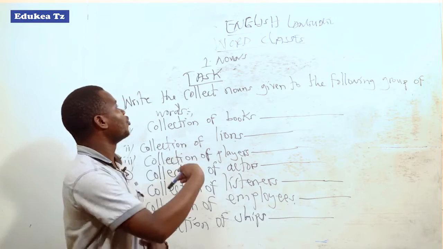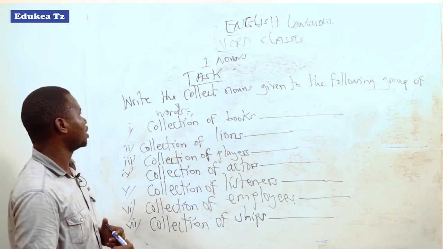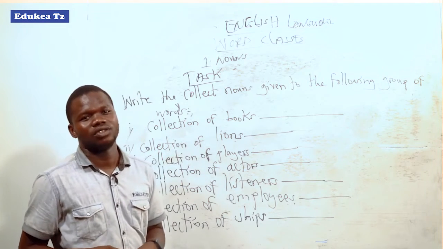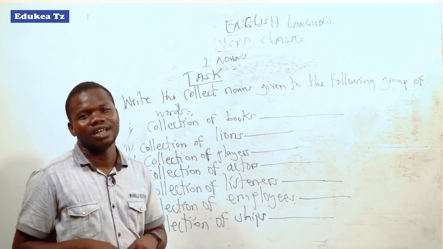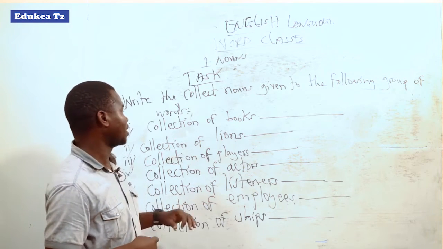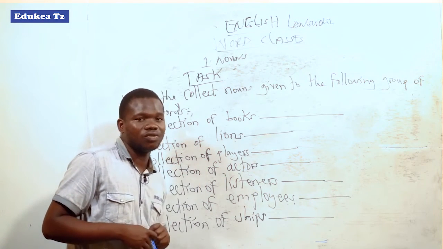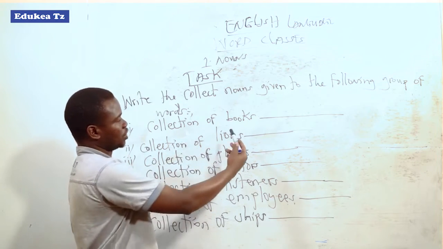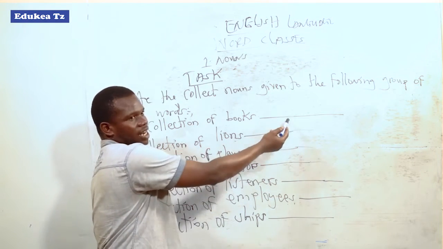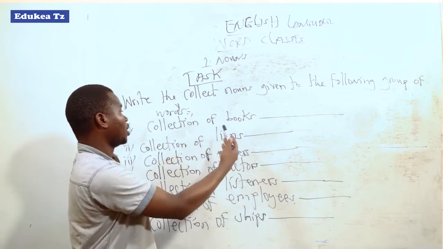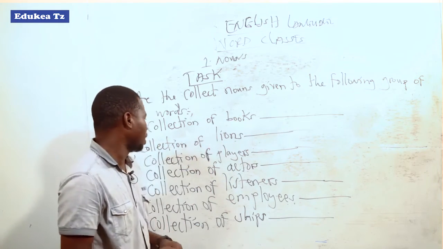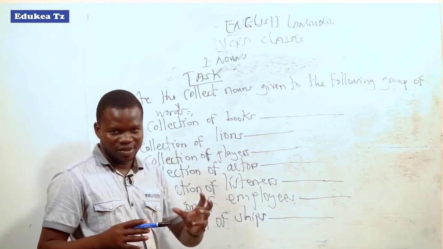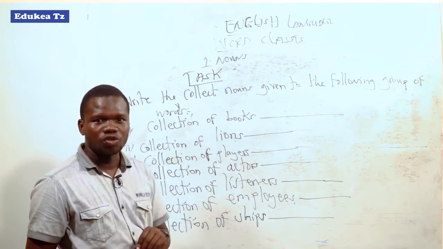So here we have a task: to write the collective nouns given to the following groups of words. We have to find out the names given to these particular collections. Number 1 is collection of books. We have to find out the name given to the collection of books. Again, we have collection of lions. What is the name given to this group of lions?